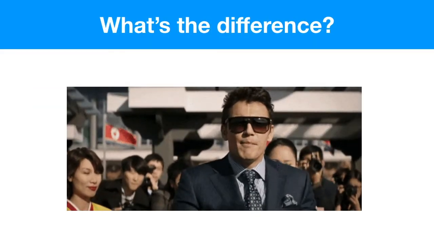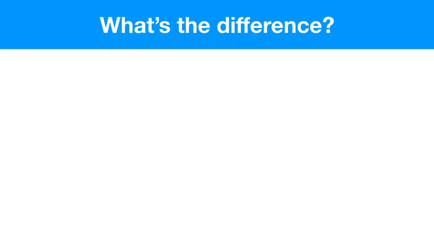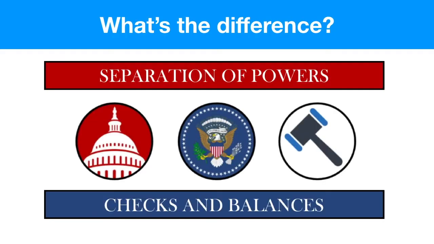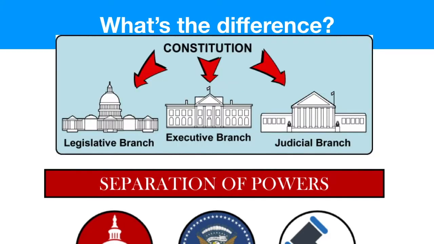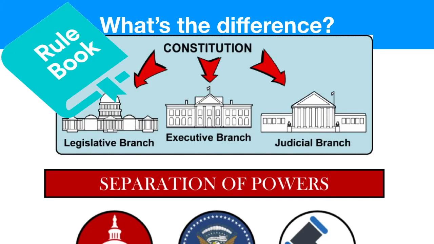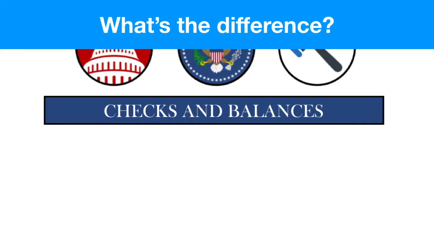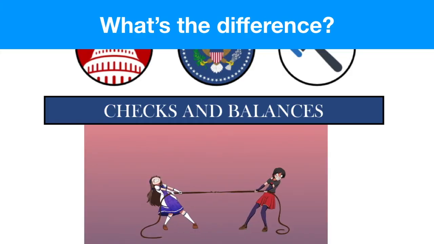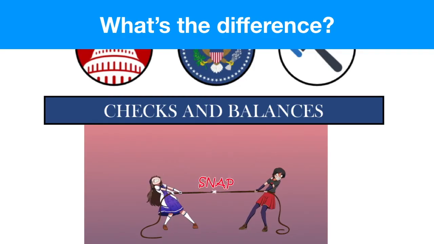So how are these different again? How can I tell what's what? The big thing on your test is going to be trying to figure out, are they talking about separation of powers, or is this example trying to talk about checks and balances? So remember, separation of powers is simply dividing power to three different branches. It's found in our rulebook in the Constitution. You can do this, and those guys can do that. Checks and balances, on the other hand, is when two branches or multiple branches try to prevent the other from doing something. It's kind of like a tug of war.